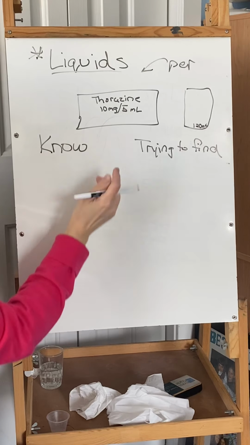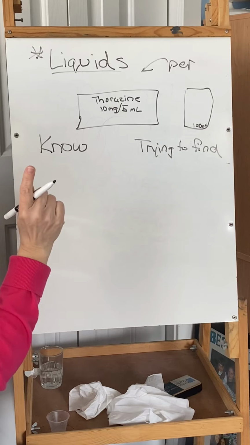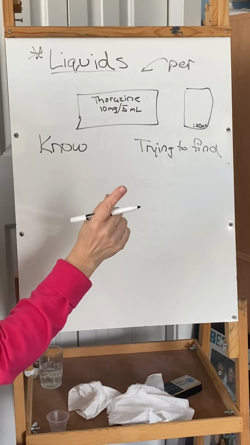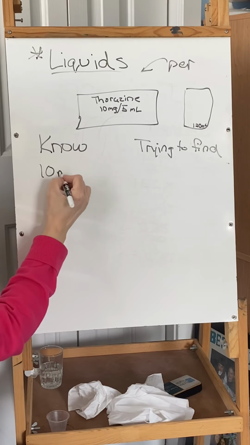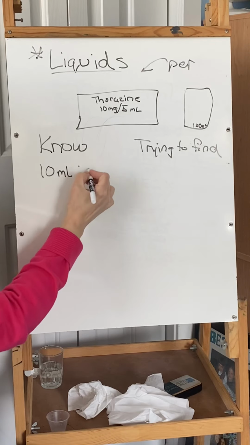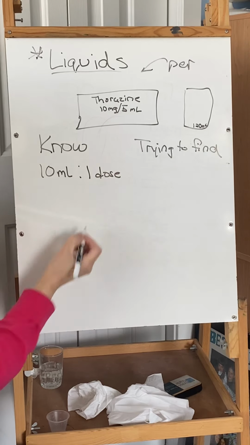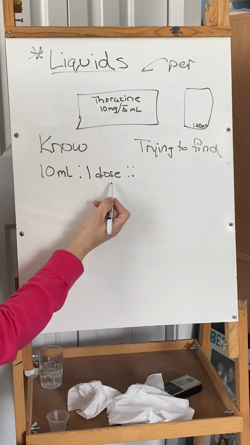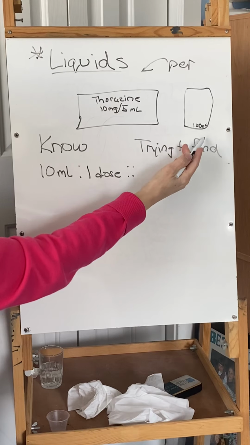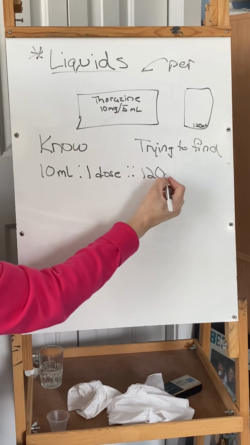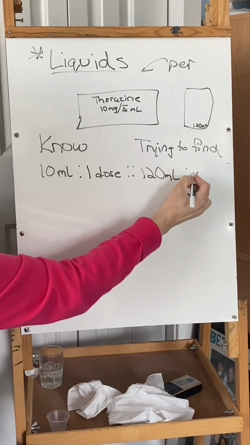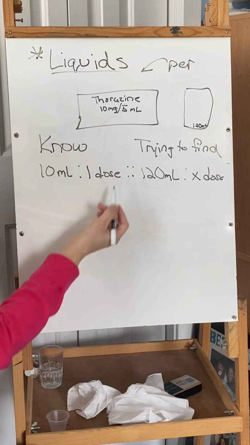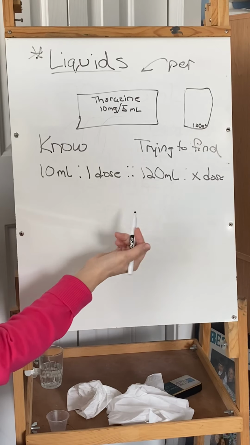All right, so what do we know? We know that 10 ml, which we just figured out, was 1 dose, right? 10 ml is how much you're giving every time you give 1 dose of that medication to the patient. You want to know how many doses you have in the whole 120 ml. So you know that you have 120 ml, but you don't know how many doses you are going to get out of that. Okay, there's your proportion.